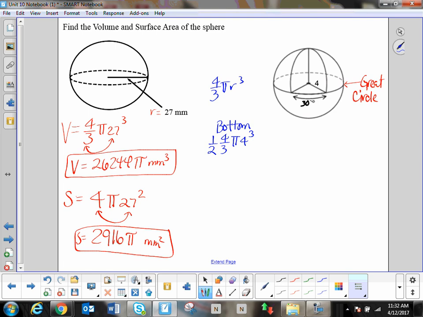4 thirds, 4 fifths? No. Okay. All right, so here's what you can plug into the calculator. Okay, that would be 2/3 times 4 cubed pi. So 2/3 times 4 cubed pi. So 4 cubed is 64 times 2 divided by 3. 42 2/3.